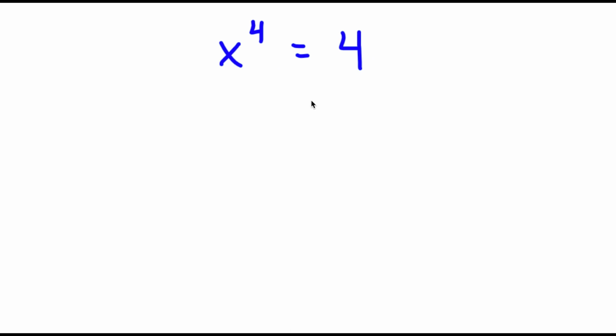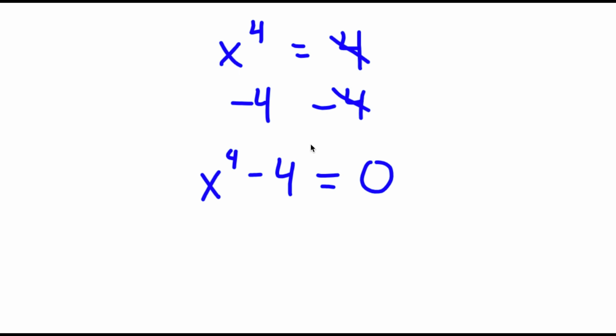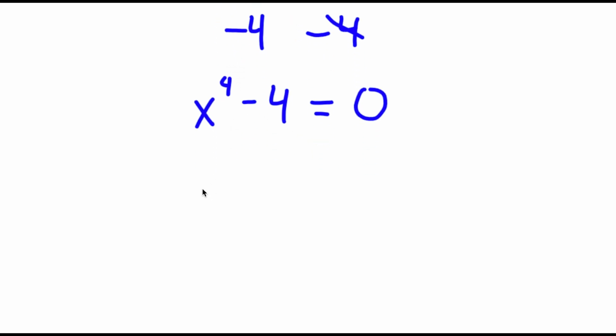Alright, so in this problem, I have x to the power of 4 is equal to 4. So I'm going to first start by subtracting 4 on both sides. So then these two cancel out, and now I have x to the power of 4 minus 4 is equal to 0. Now x to the power of 4 I can rewrite as x to the power of 2 times 2, and 4 I can rewrite as 2 squared.